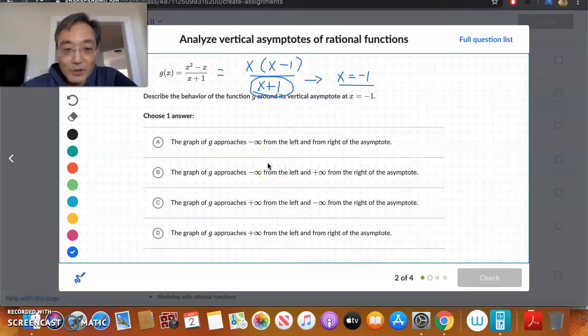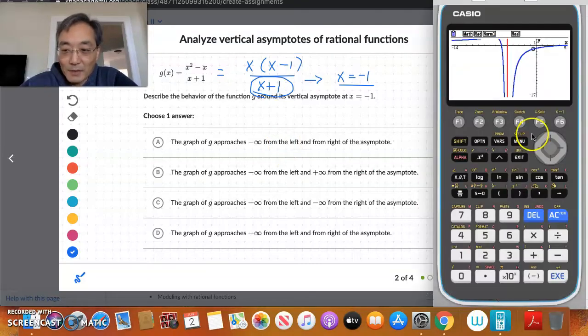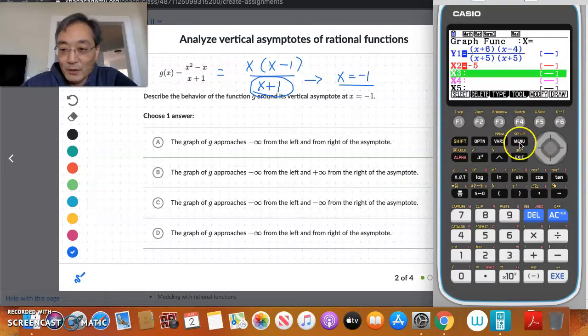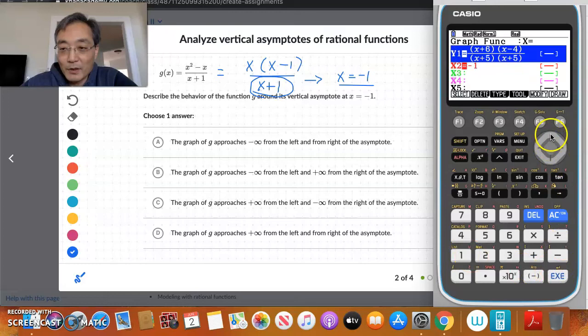So again, the question is what's happening on either side? So again, we can look at it now using the calculator. And I'm going to show you how to do it algebraically too. But first, we're just going to look at the calculator for now. So let's erase this. And we're going to put in negative 1 now instead of negative 5. And then we're going to go up and put our correct function.